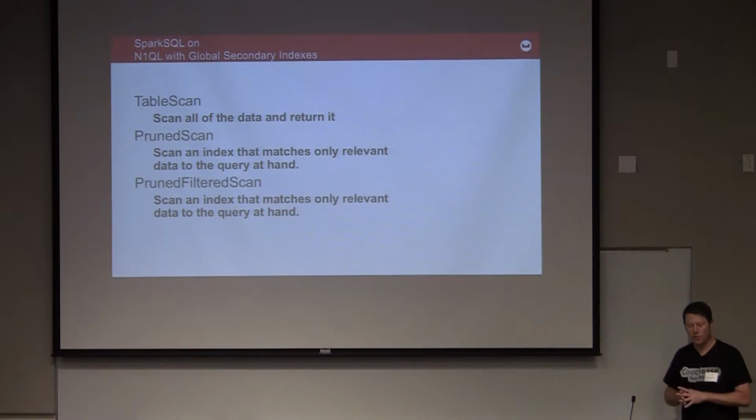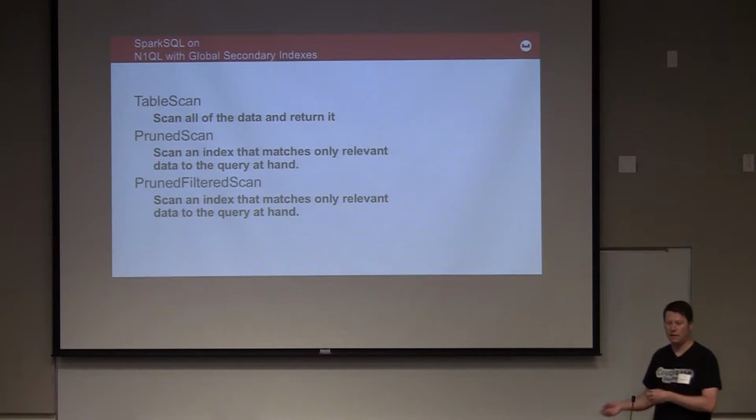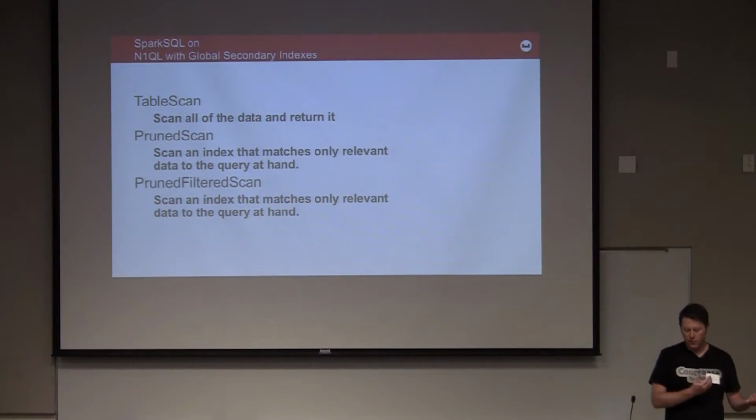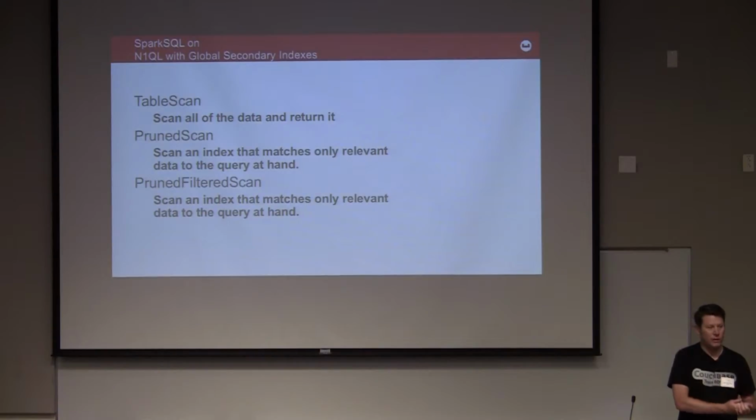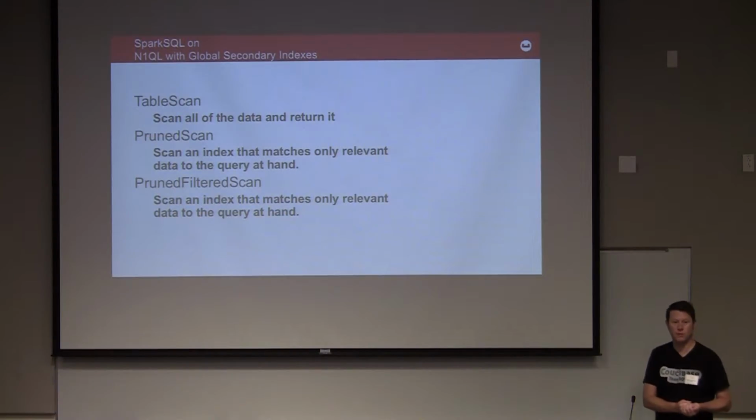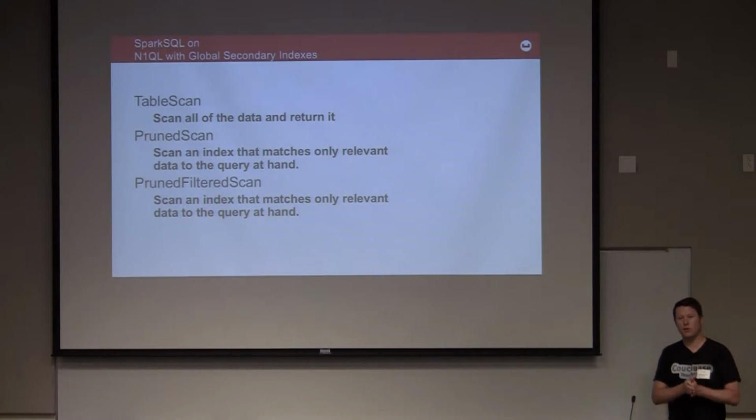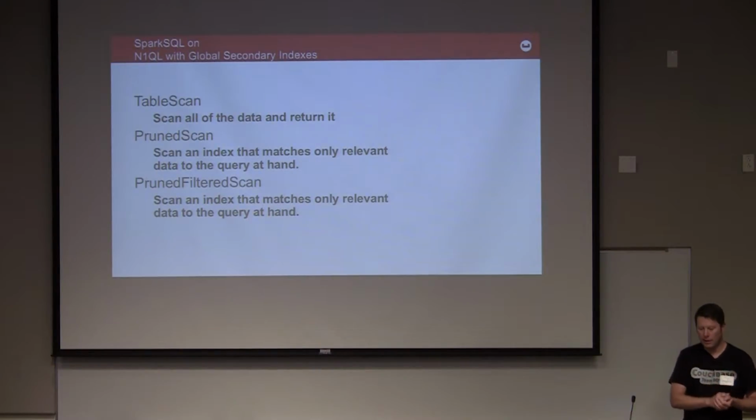But then there are a couple of other interfaces. Prune scan, which is really where we're able to scan an index and only access the relevant matching data. And then the big one, the one that really gives you a big benefit, is a Prune filtered scan. So this is where you're scanning the index, only retrieving the data that's appropriate to it, and then applying the filter against that and returning that data back to Spark.